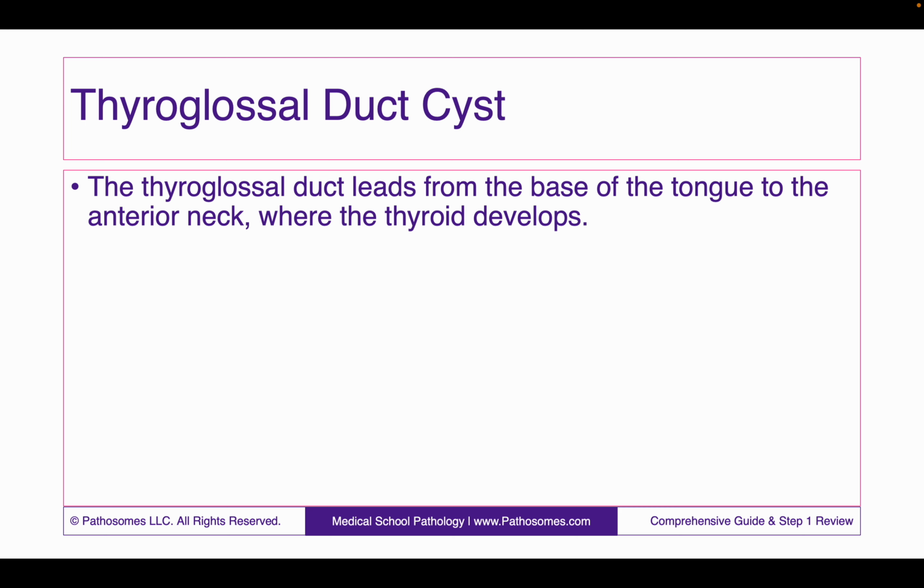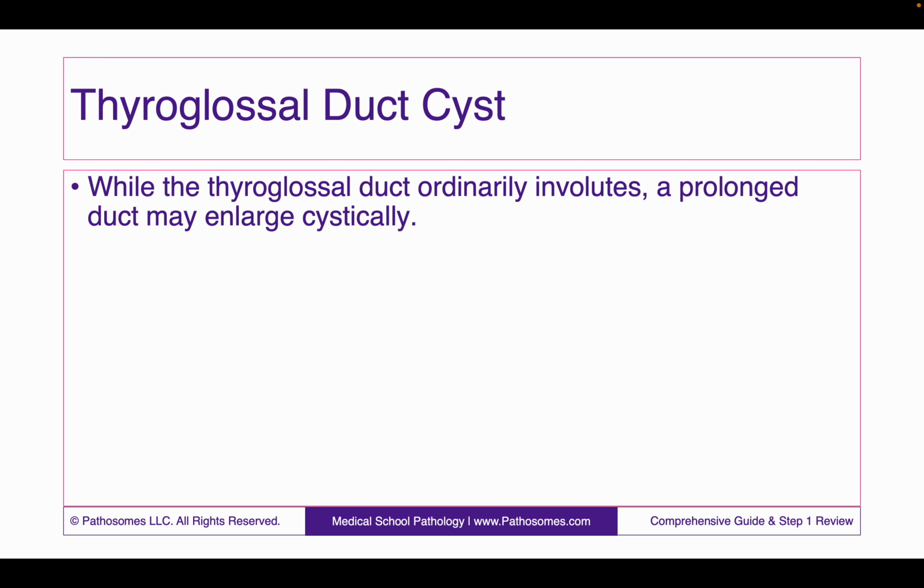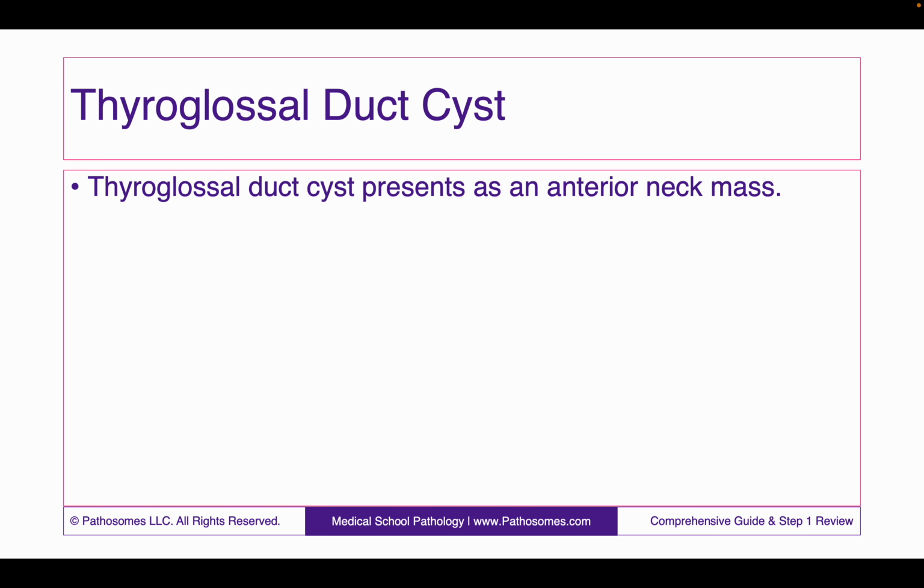The thyroglossal duct leads from the base of the tongue to the anterior neck, where the thyroid develops. While the thyroglossal duct ordinarily involutes, a prolonged duct may enlarge cystically. Thyroglossal duct cysts present as an anterior neck mass.